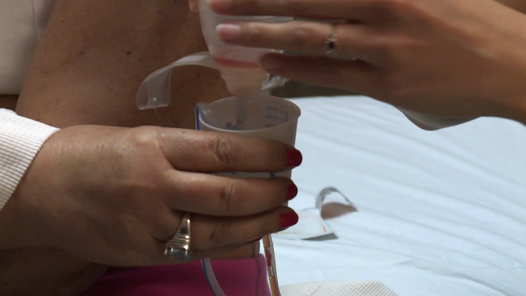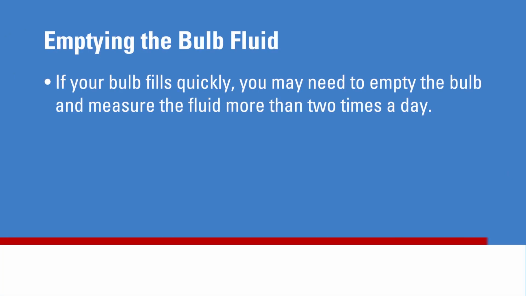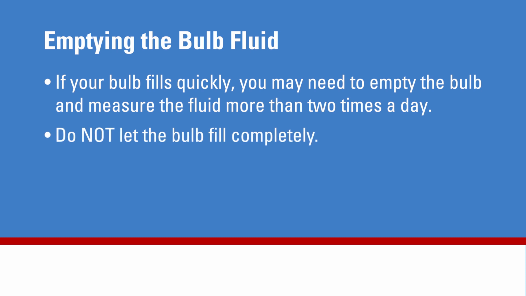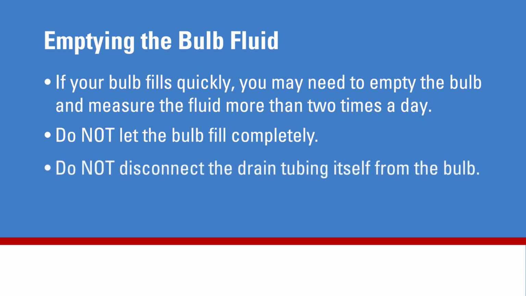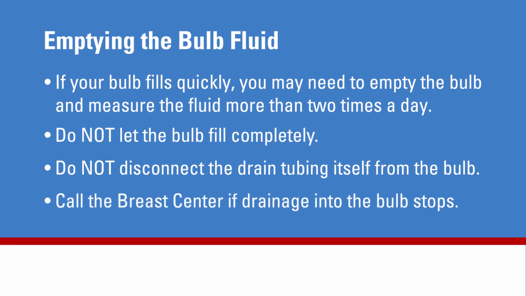Your nurse will give you measuring cups. If your bulb is small and fills quickly, you may need to empty the bulb and measure the fluid more than 2 times a day. Do not let the bulb completely fill, because this will stop the fluid from flowing into the bulb. Do not disconnect the drain tubing from the bulb at any time. If the drainage into the bulb stops, call the breast center.